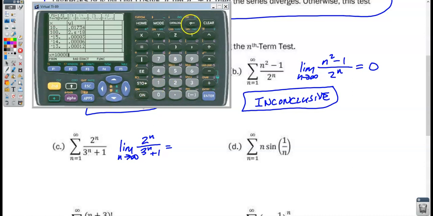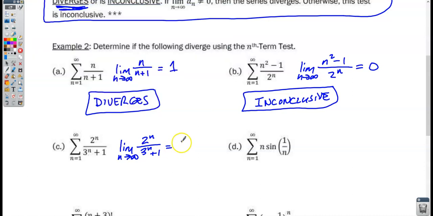It's really not going to take too many of them. I can see that this is a phenomenally small number, so this does indeed approach 0, telling us that the nth term test is inconclusive.